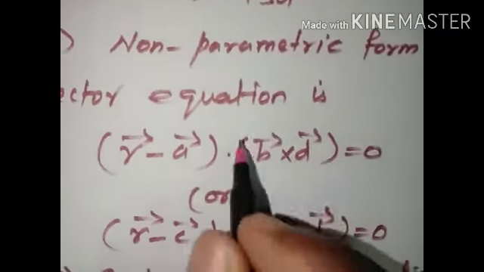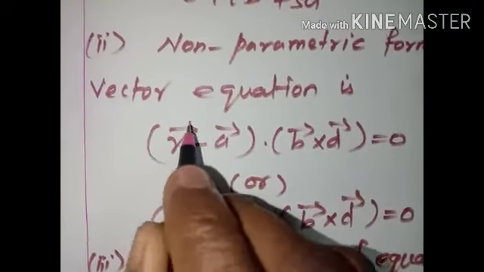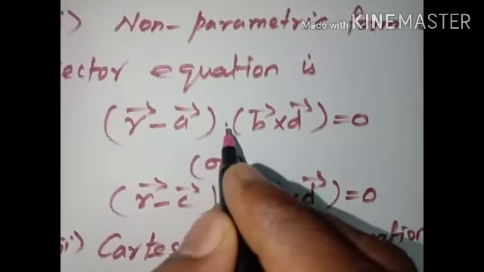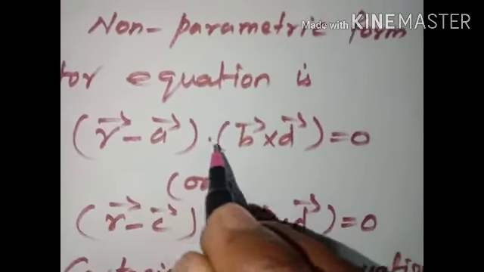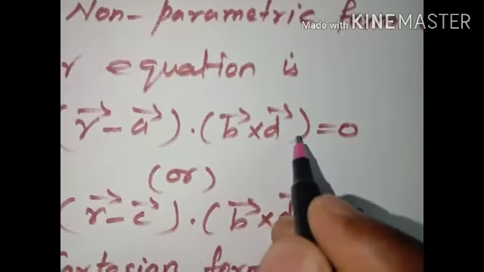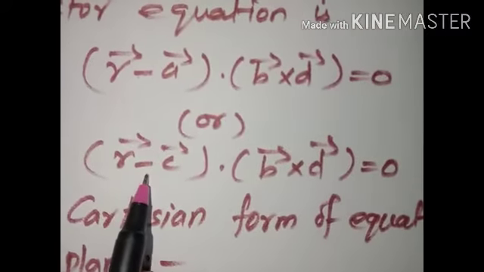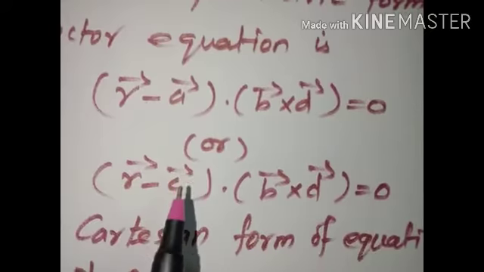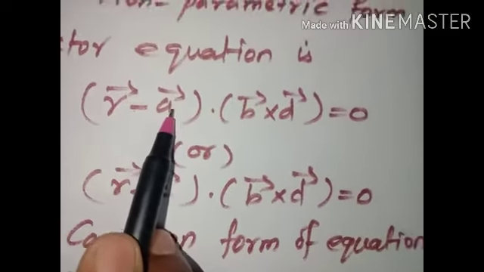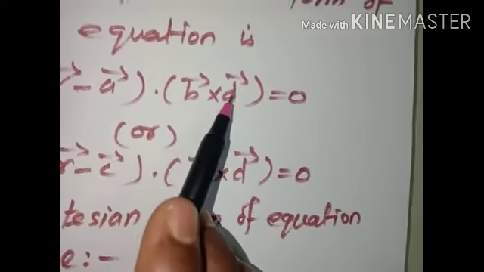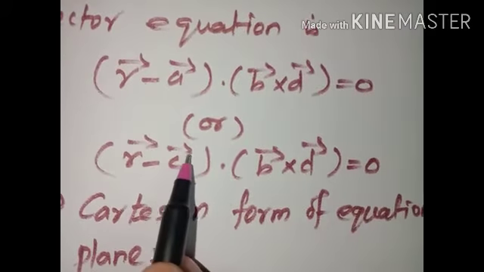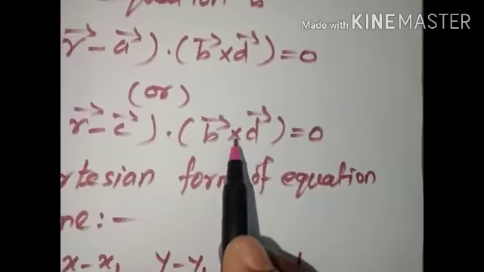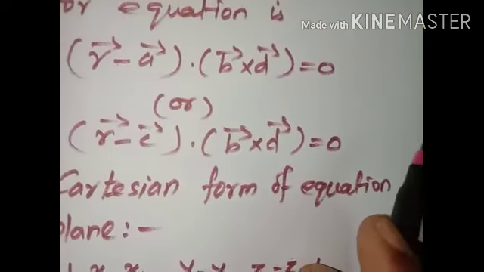The non-parametric form of the vector equation is (R vector minus A vector) dot (B vector cross D vector) equal to 0, or (R vector minus C vector) dot (B vector cross D vector) equal to 0.